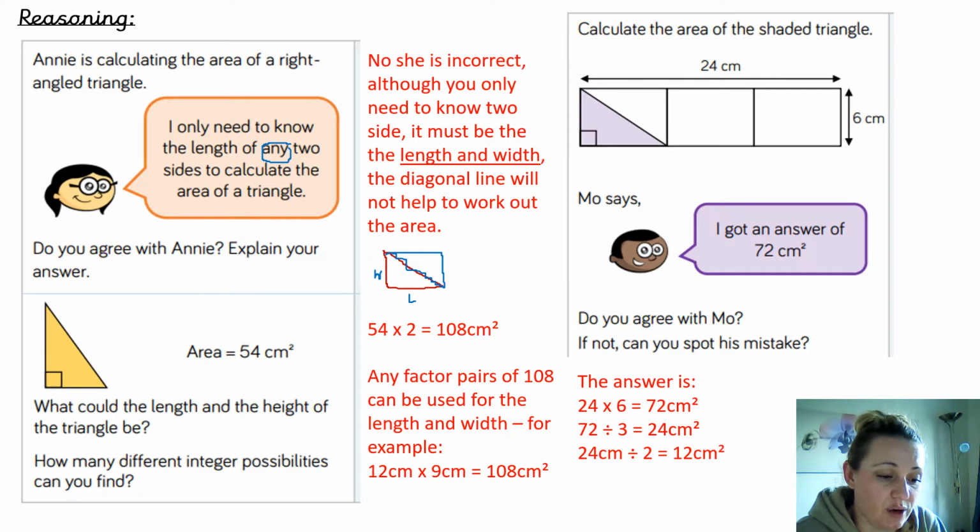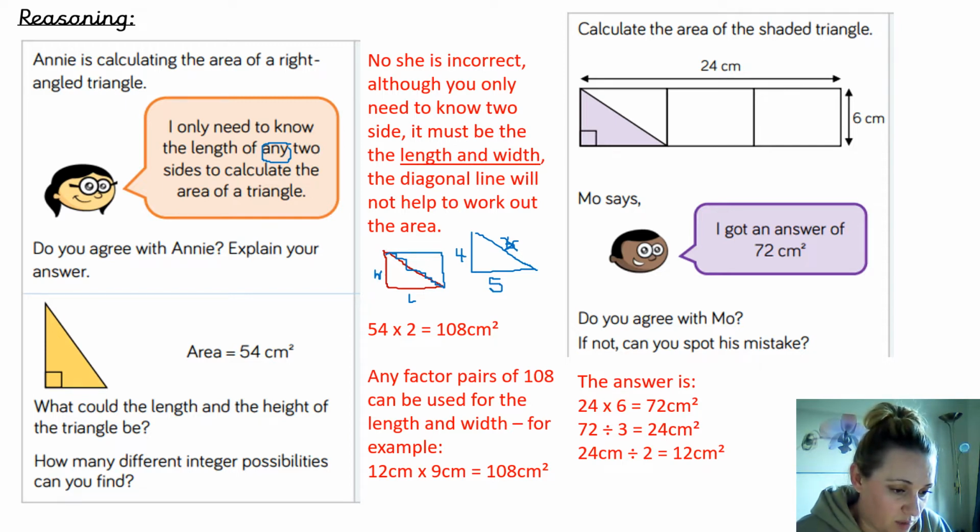So she's right when she says it's two sides, but because she's put the word any, it is not any two sides. So for example, if we had this as a question and we had 4 centimetres there and we had 6 centimetres there, we would not be able to work out the area of that because we need to know this one here. If we were given all three, then you must remember that this one doesn't count. Okay? So that's really important. That's why I've made sure that we've come back to it. So it's the length and the width that we need to know.